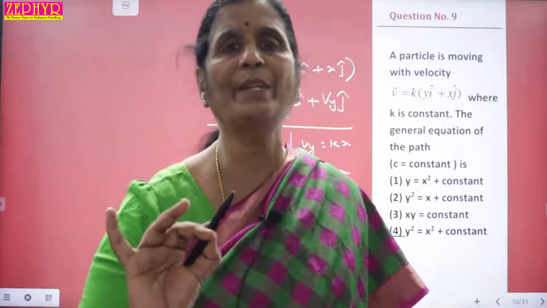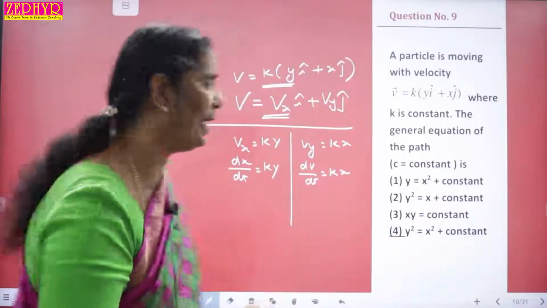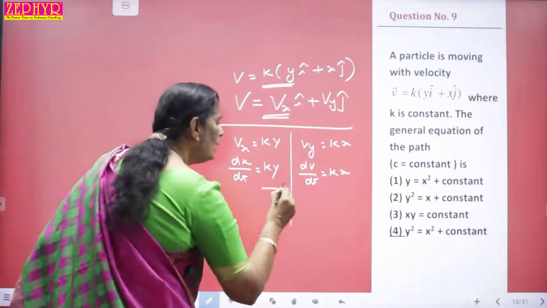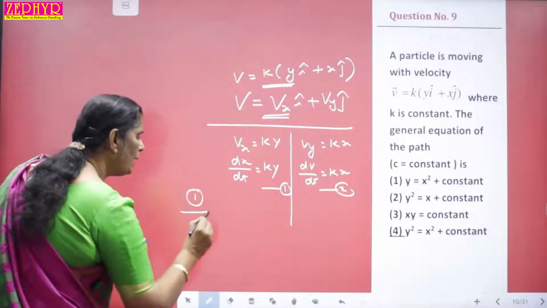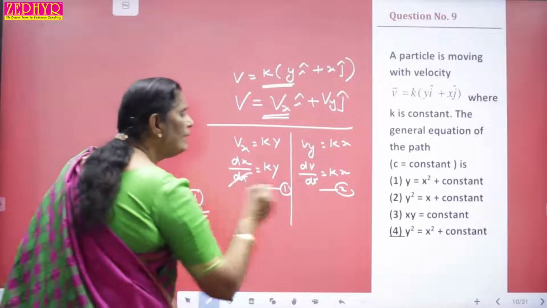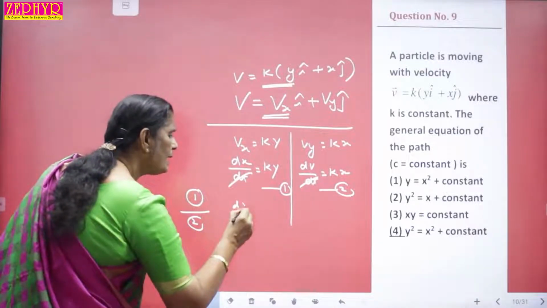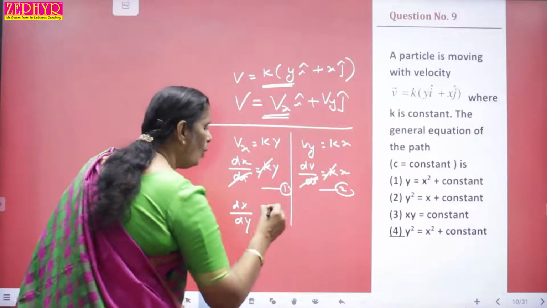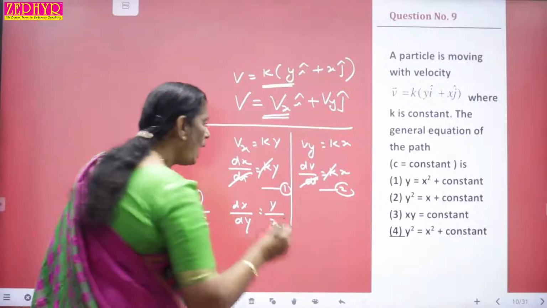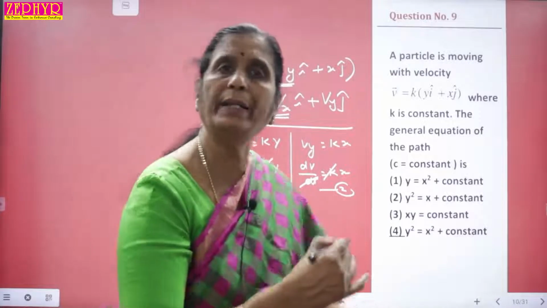T is not coming to the picture. We will have a relation between x and y. So now divide 1 by 2, but don't go for integration. Divide 1 by 2, then this t gets cancelled. dx by dy is equal to y by x, k gets cancelled. Now you separate the variables.